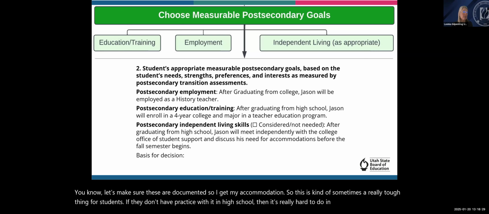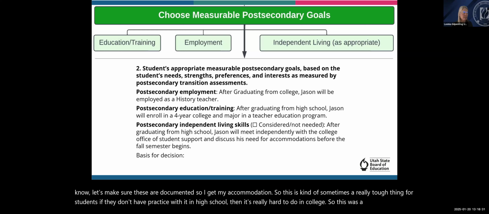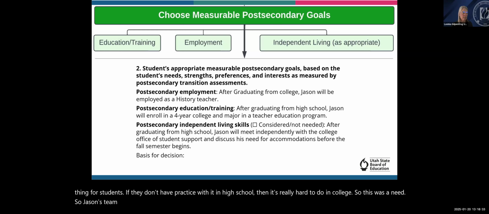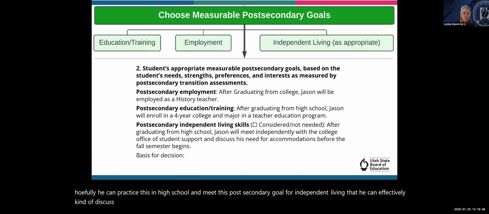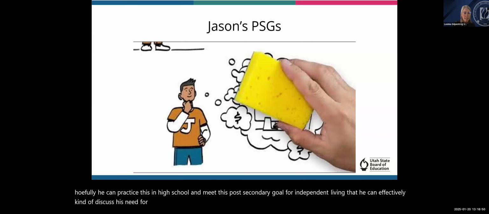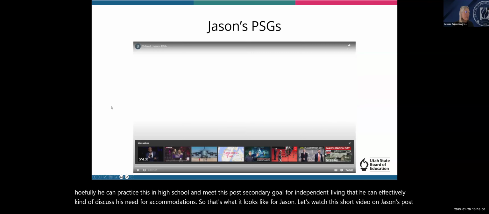So this was a need. So Jason's team decided they were going to write a goal for this. So when he gets to college, he will be able to do this, and hopefully he can practice this in high school and meet this post-secondary goal for independent living, that he can effectively discuss his need for accommodations. So that's what it looks like for Jason. Let's watch this short video on Jason's post-secondary goals.